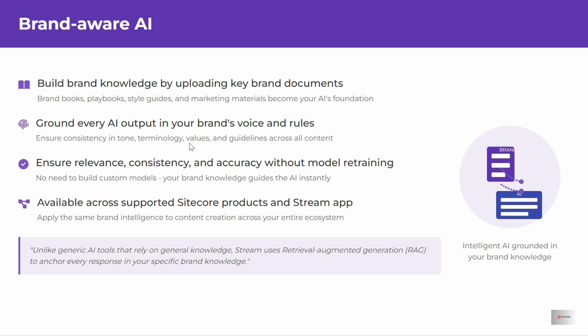It ensures relevancy, consistency, and accuracy without model retraining. There is no need to build a custom model; your brand knowledge guides the AI instantly. So there is no need to generate a new model every time to get your brand-specific results. It makes use of the built-in AI, along with your brand documents and brand knowledge. It is available across supported Sitecore products and Stream apps, as I mentioned, across Sitecore XP, XM Cloud, or CDP, wherever you want to integrate.